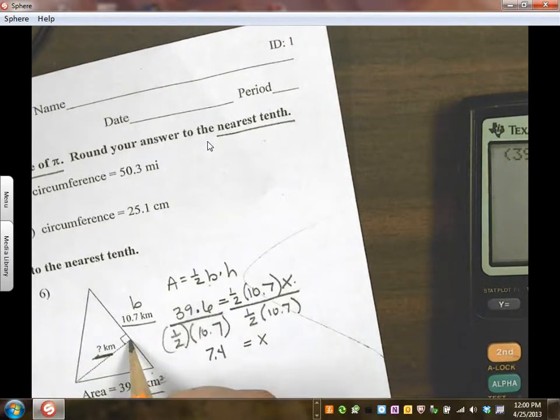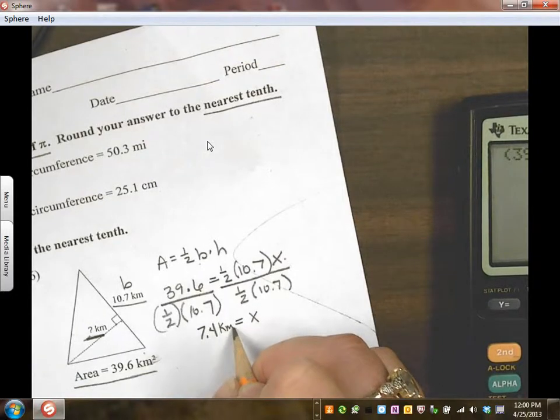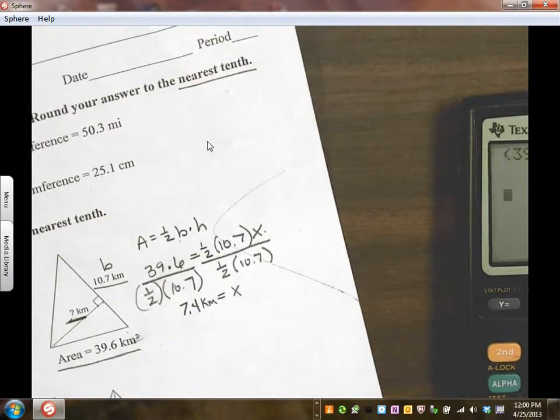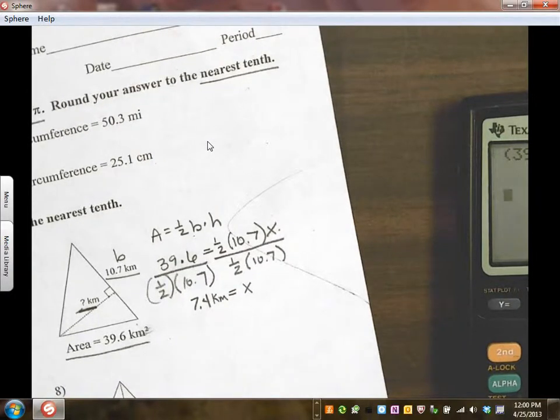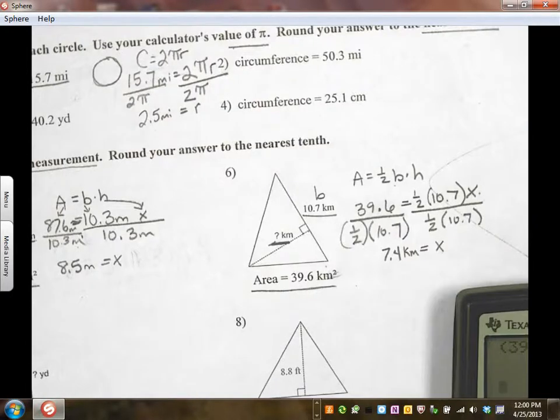Now, a length is not a unit squared, so I'm going to just leave that as kilometers. I hope that helps you. I think that most of you are going to be fine doing this from that point on, and that should be enough of a review to help you with your homework.